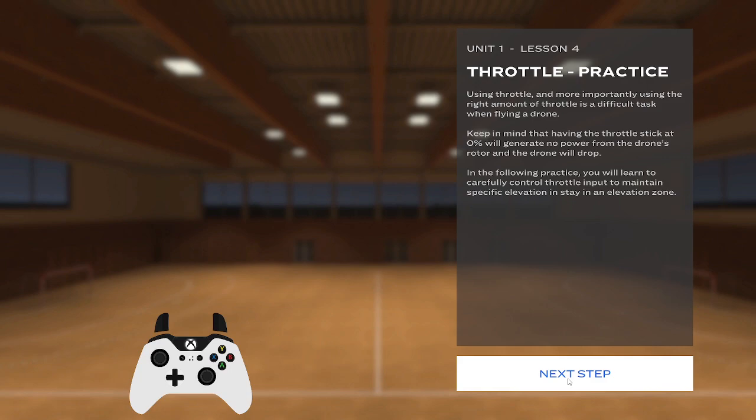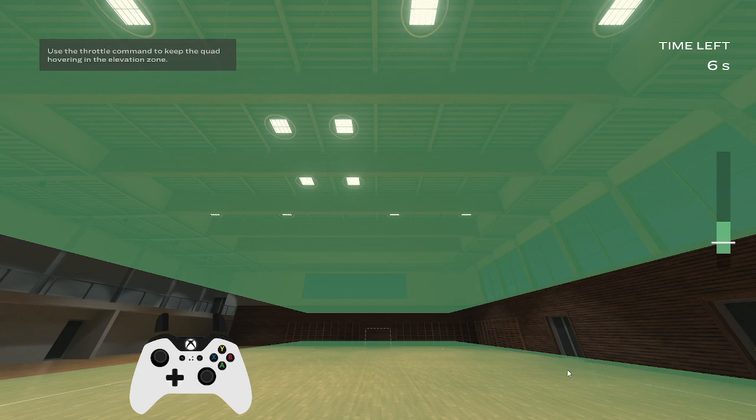No. Armed. Alright, so I can stay in this elevation zone. Can't really do anything else. Alright. Got it.